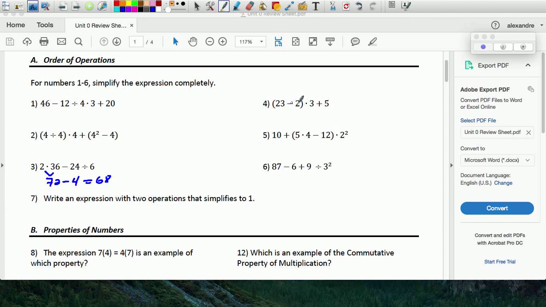Again, let's take care of the, what is this called? The parentheses. 23 minus 9 is 21, which I'm going to multiply by 3 and then add 5. Multiplication comes first, so 21 times 3 is 63. Plus 5 equals 68.